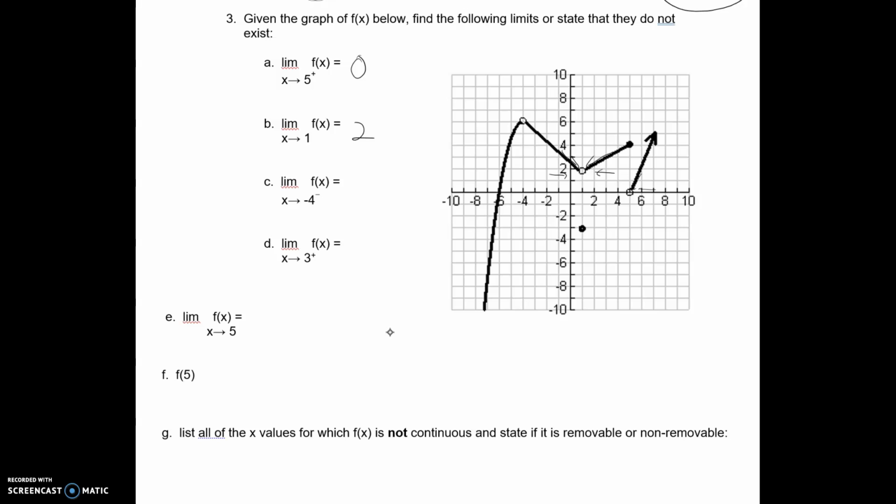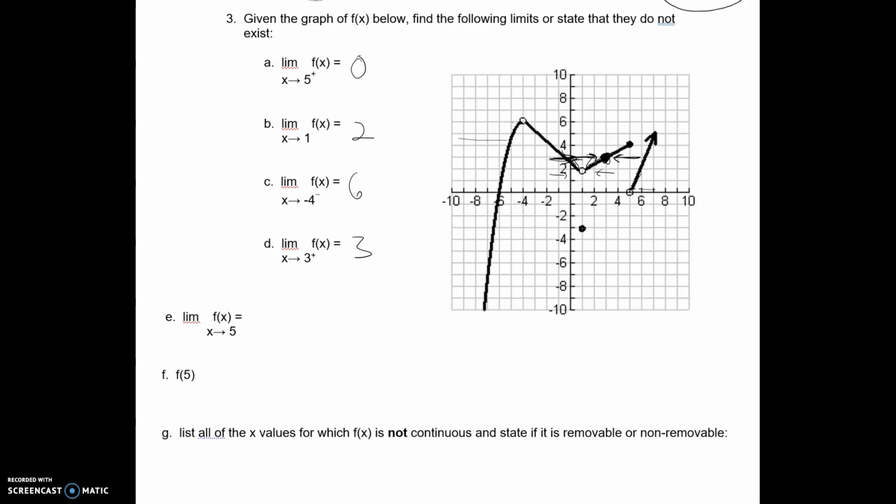Okay, negative 4 from the left, that'd be up here at 6. Coming to negative 4 from the left, you're up here at 6. Coming to 3, limit of f of x as x approaches 3. So this one's a little tricky. There's no dot there, but it's still an output on your graph. That's this line right here. So as you come into 3, my y value is up here at 3.